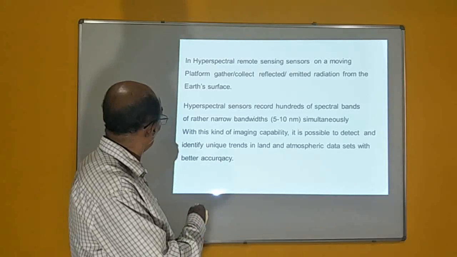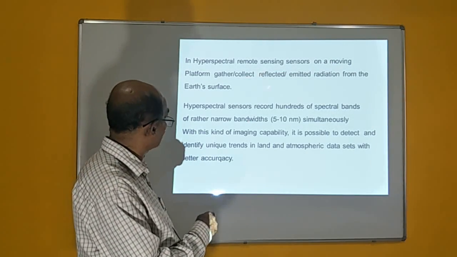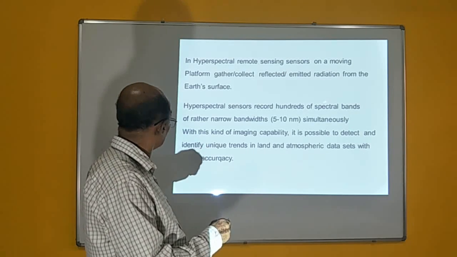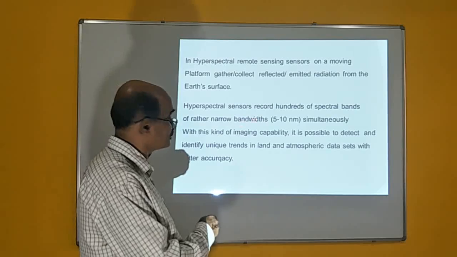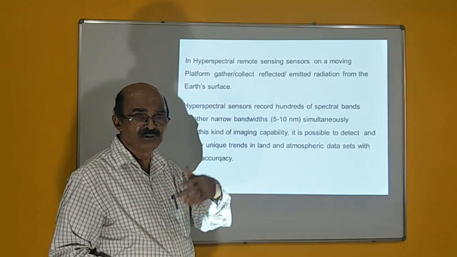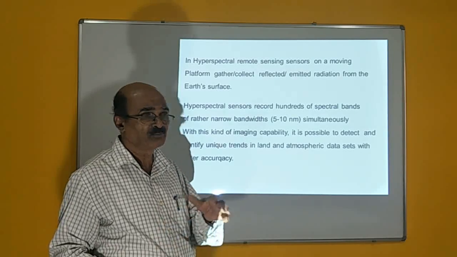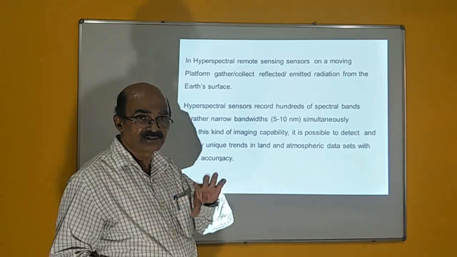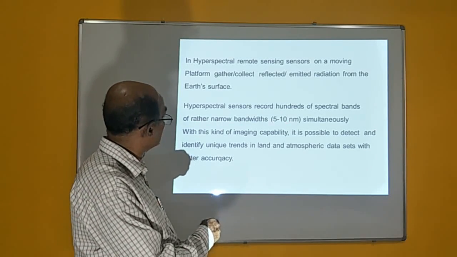Next slide. See, in hyperspectral remote sensing, on a moving platform, we gather the reflected or emitted energy of the Earth's surface, and it records the data in hundreds of spectral bands. For example, AVIRIS, the Airborne Visible and Infrared Imaging Spectrometer, collected the data in 224 bands, and there the bandwidth is very, very narrow.